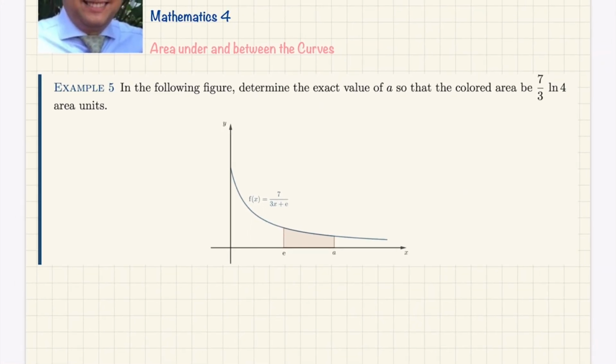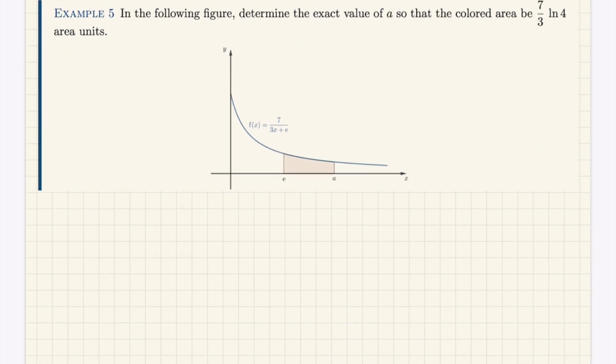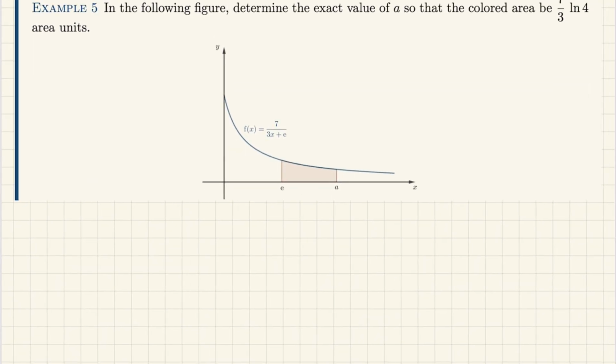In the following figure, determine, so we have up to 1140. So let me hurry up a little bit because I want to finalize these two topics here. In the following figure, determine the exact value of A so that the colored area be this number, 7 over 3 ln of 4 area units. In principle, a starting point is not hard, but might be if you have forgotten what I told you in the previous lessons, then it would be hard for you.